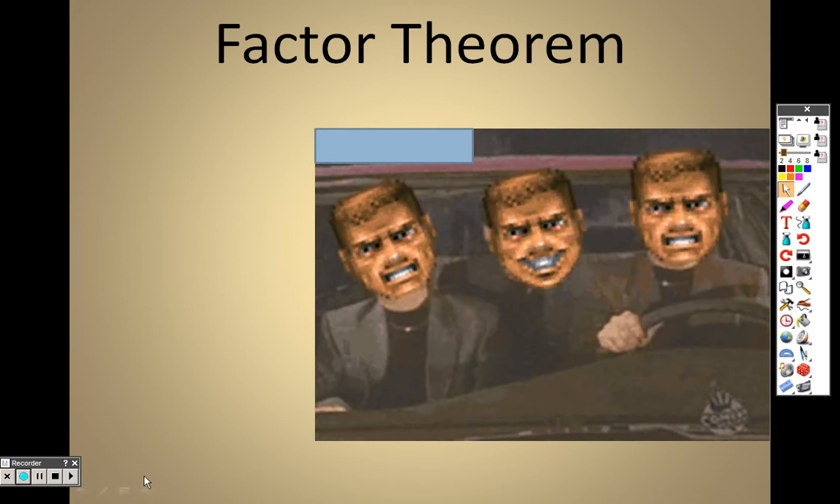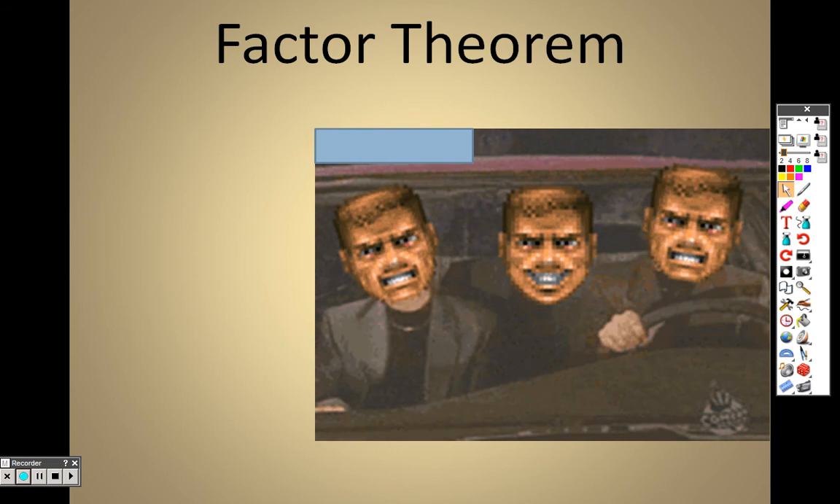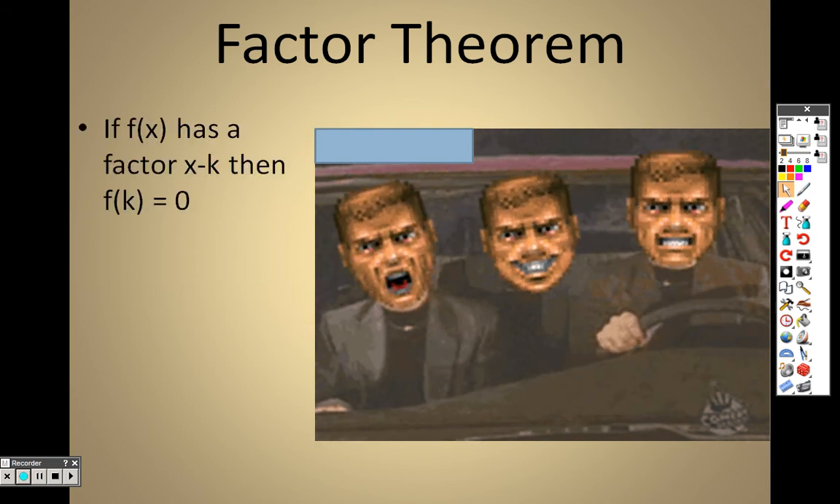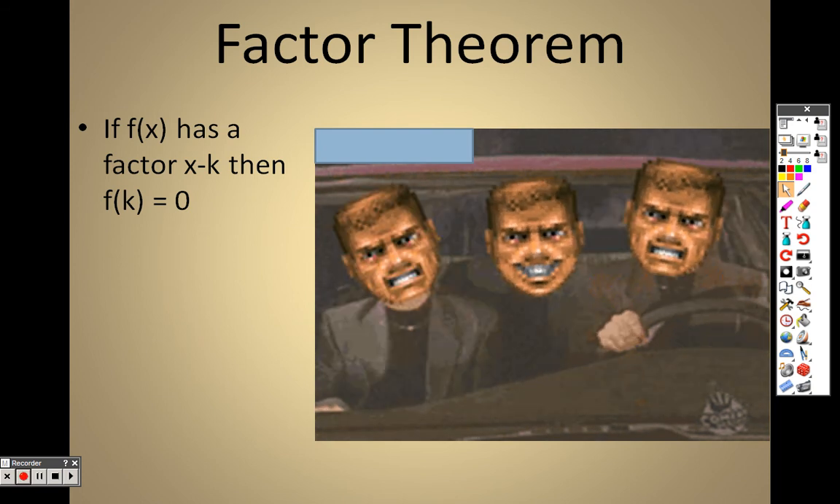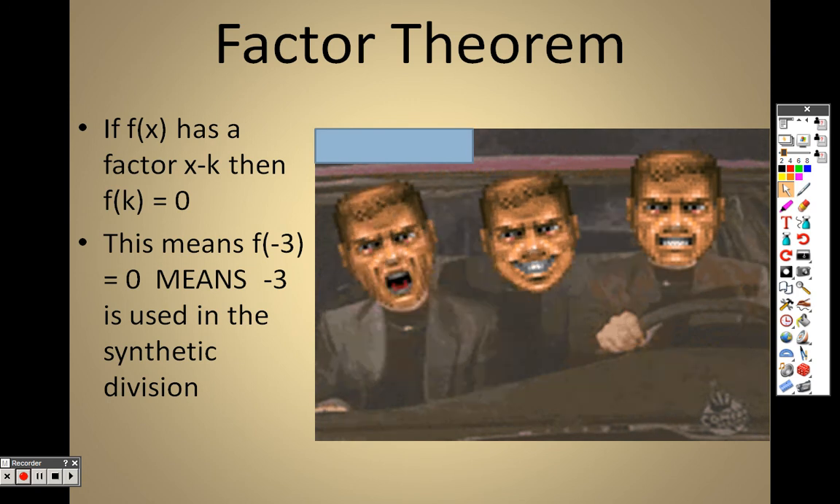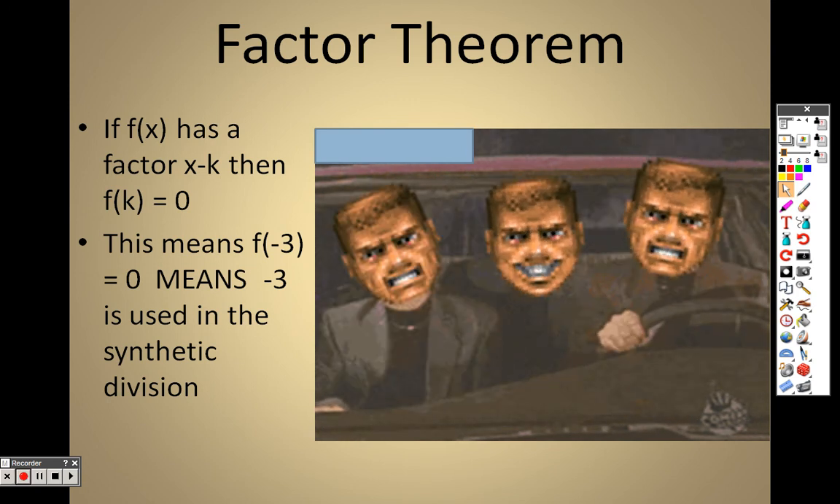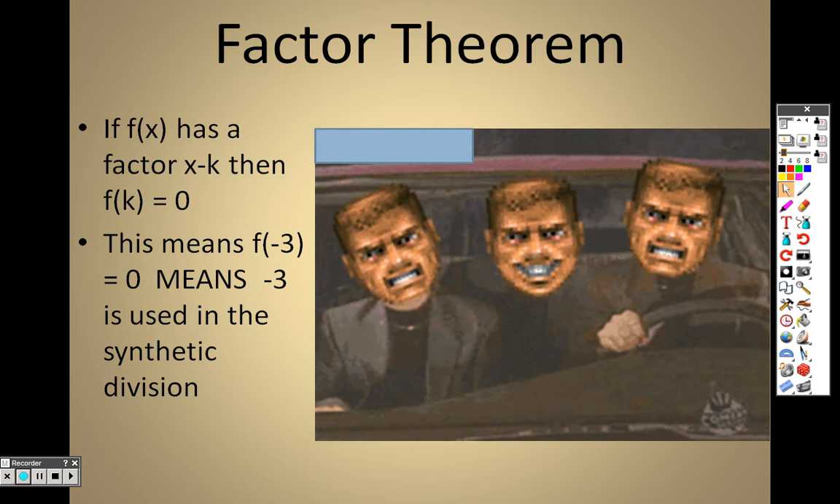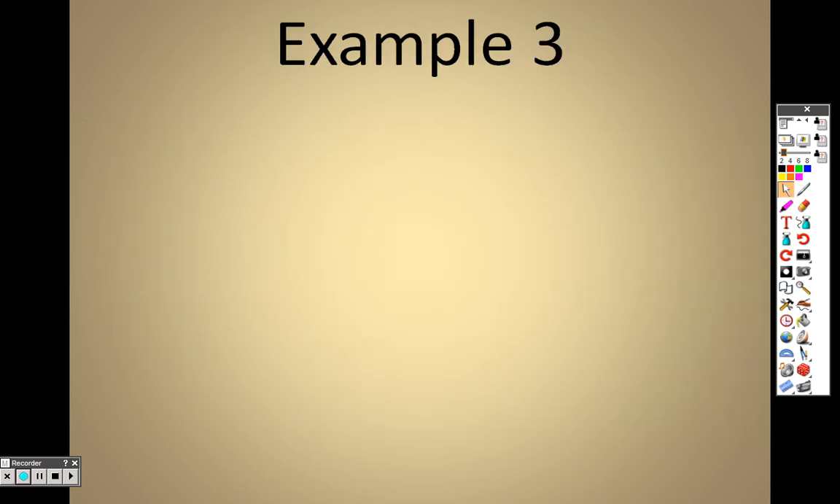Continuing 6.5, we're now on the factor theorem. The factor theorem states that if f of x has a factor x minus k, then f of k equals 0. This means that if we say that negative 3 is x, what we're plugging in, we can use it in synthetic division.